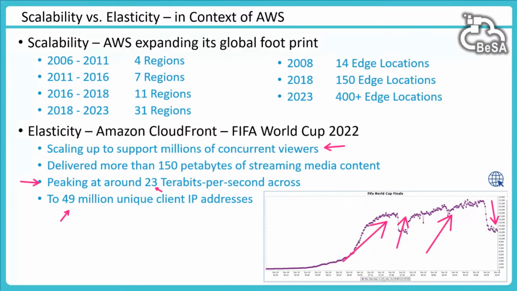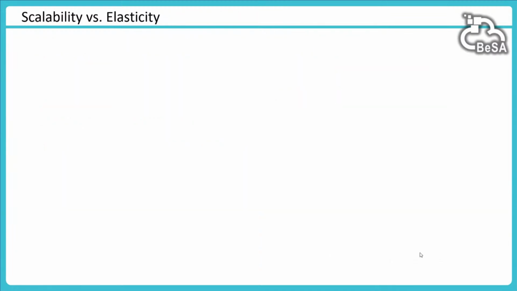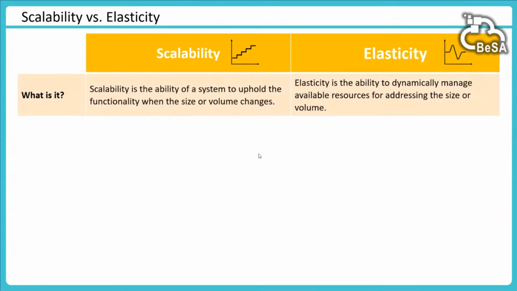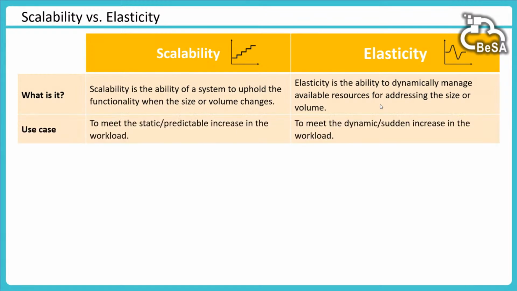It is what we mean by elasticity. So I hope this concept is clear, that what is scalability and what is elasticity. And I have put a table to compare them side by side. Scalability is system to uphold the function. Elasticity is dynamically managing the resources.